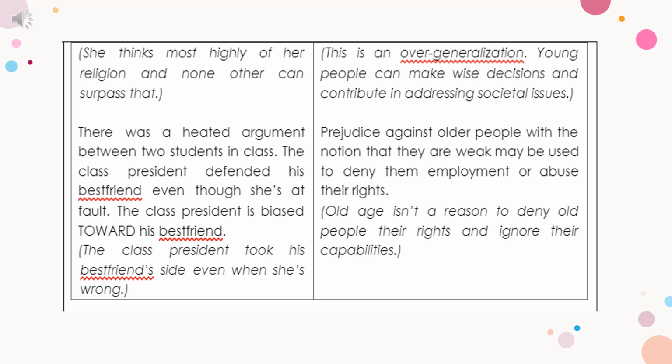So you have there the mindset: prejudice against older people. Although you have the use of the preposition "against," it's not under being biased. What we have here is the pre-thinking, the notion that older people are already weak. That's why they should be denied employment, which is a manner of abusing their rights.